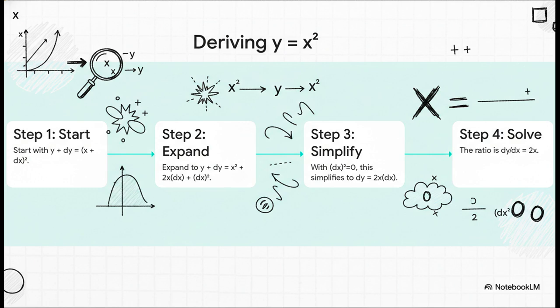And now, the big finale. Remember that crazy rule, dx squared is exactly 0? So poof, it just vanishes. All we're left with is dy equals 2x dx.